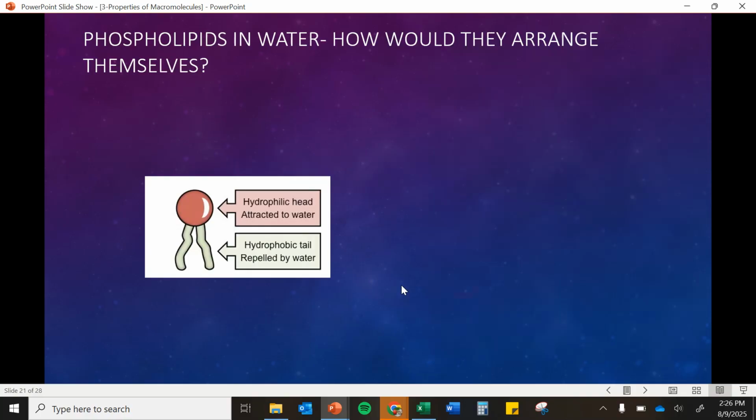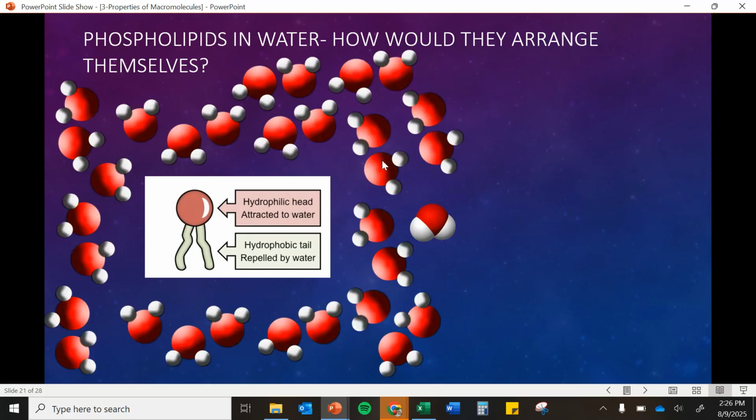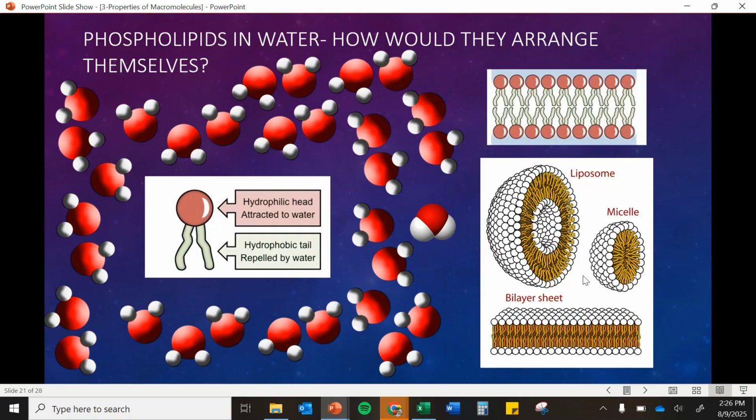Okay, so you can think about, here's a phospholipid. If it's got a hydrophilic, water-loving head and a hydrophobic, water-fearing tail, think about how they would arrange themselves. The cell is mostly made of water, so there's water all around this molecule. The hydrophilic head would be fine, but the hydrophobic tail would not be fine. But there's more than one of these, so think about how they would arrange themselves in water.